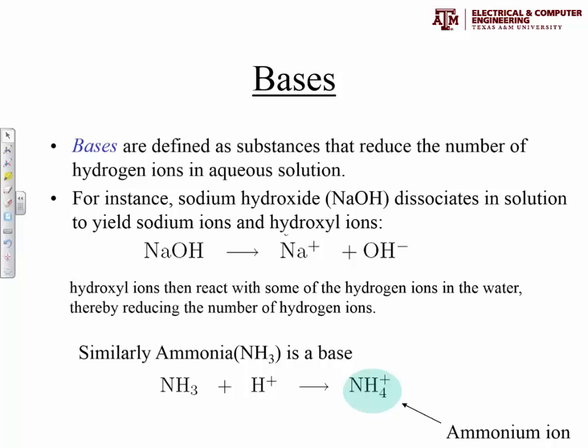Okay, what are bases? Well, bases are defined as substances that reduce the number of hydrogen ions in aqueous solution, right? So acids produce more hydrogen ions, bases will reduce the hydrogen ion concentration. For example, sodium hydroxide is a base. Why? Because sodium hydroxide, if you mix it with water, is going to dissociate into positively charged sodium ion and negatively charged hydroxyl ion, okay?